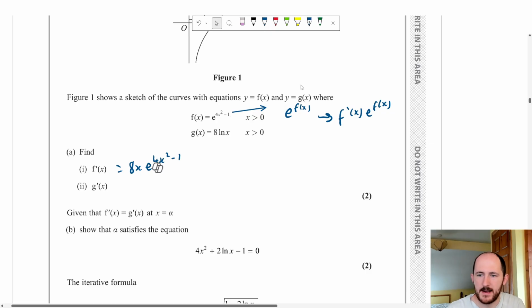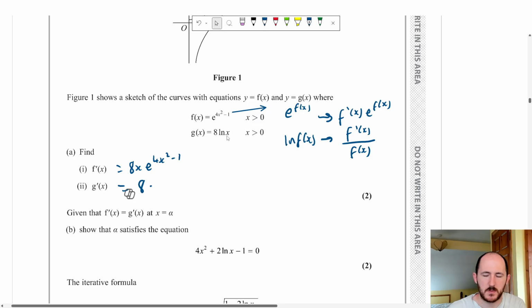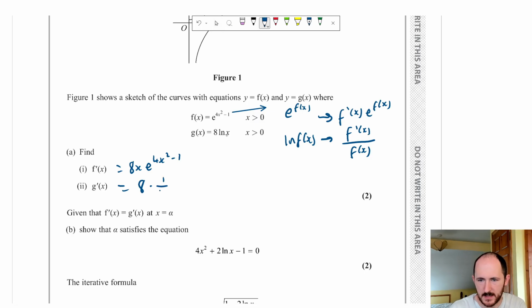Perfect. With ln, it's very similar. However, when you have ln f of x, when you differentiate, you have to do the differential over the original. So in this case, it's actually not too bad. It's just going to be 8 times, so differentiate that, it's 1, so it's 1 over x, so it's 8 over x.